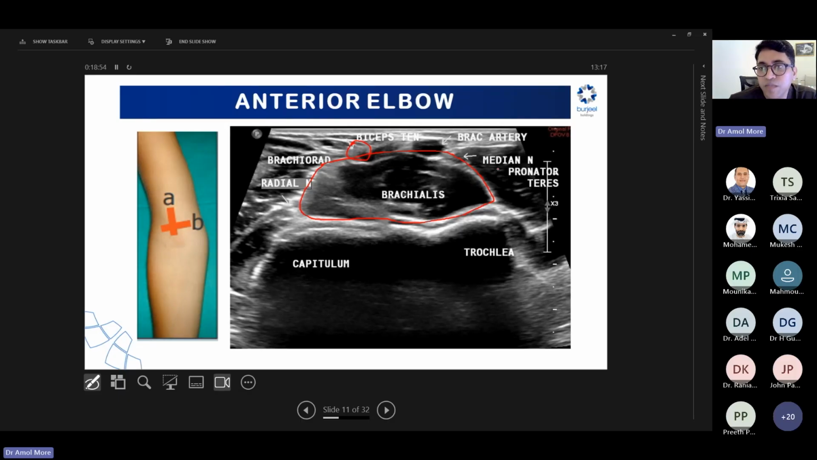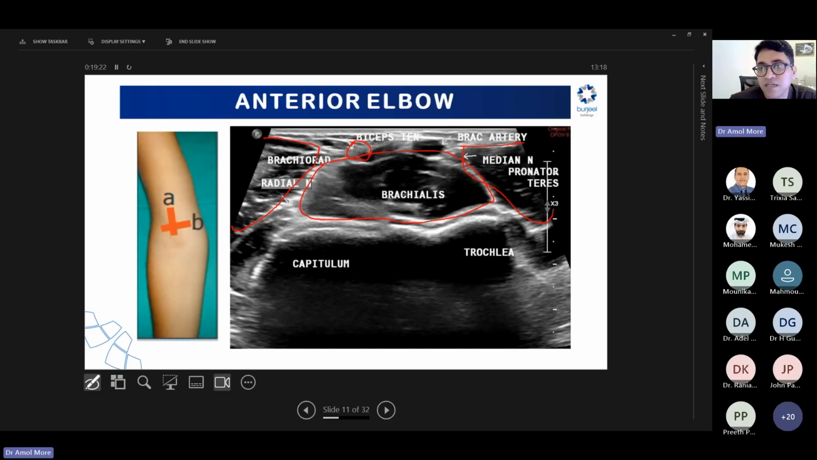Then along the medial aspect, we will be seeing one more muscle structure, which is nothing but your pronator teres. This is your pronator teres. On the lateral aspect, you will see one more muscle structure, which is nothing but your brachioradialis. Once you define these muscles and the central part, the brachialis and distal biceps tendon, then we will assess the other structures.